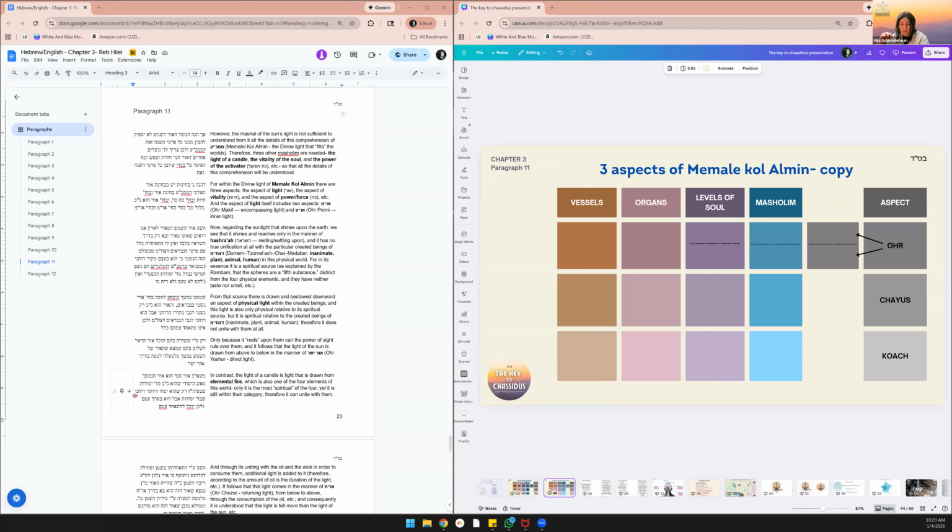And that's most important one. The sun was not within the category, therefore it couldn't unite with them. But the light of the candle is within the category, and therefore it could unite with them. That's why we need a second mashal. Because one might think like, okay, the properties of the light are the same. It shines in the same way. But it's not. One is uniting and one is not uniting.